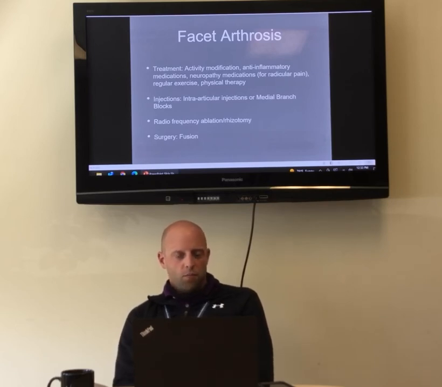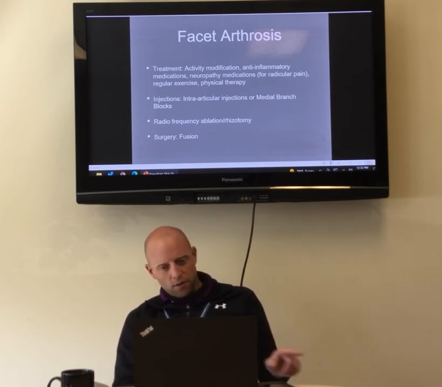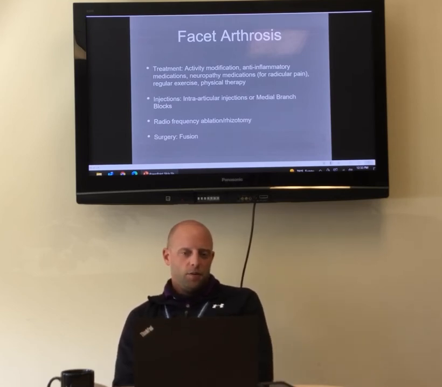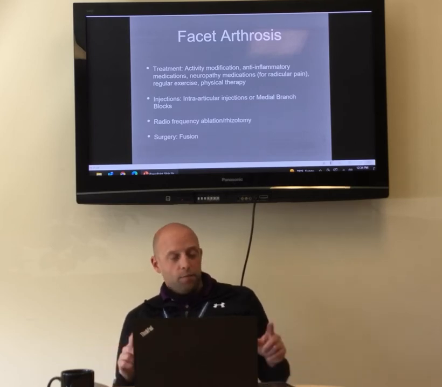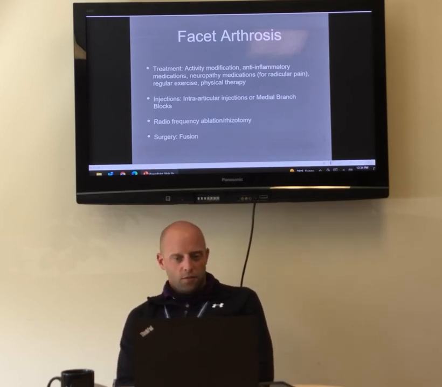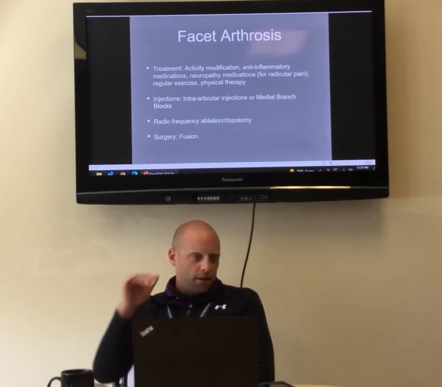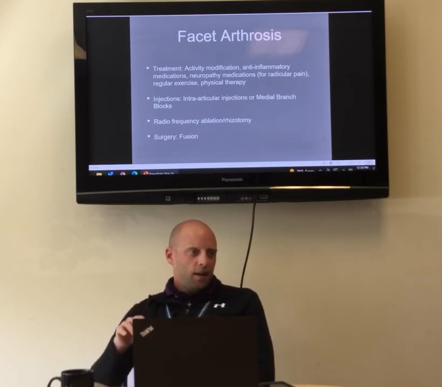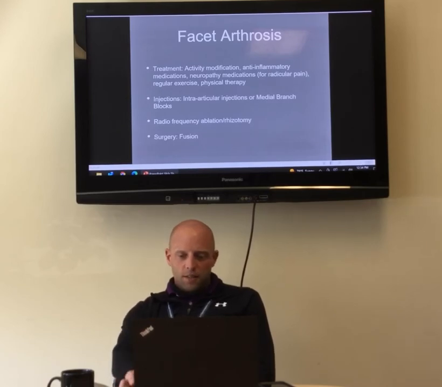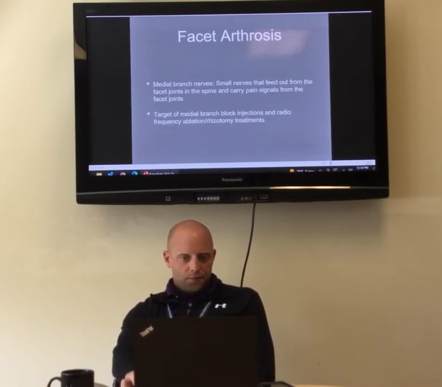And then medial branch blocks. Again, that's probably getting into a little too much detail, but there are little nerves responsible for transmitting pain from these joints, and you can target those nerves with what they call a medial branch block, and also a radiofrequency ablation or rhizotomy, where you go in and burn the nerves. This is what patients are talking about when they say they've had their nerves burned. It's basically burning those afferent nerves that go to the facet joint to block the transmission of pain from those joints. And then obviously surgery is fusion surgery.